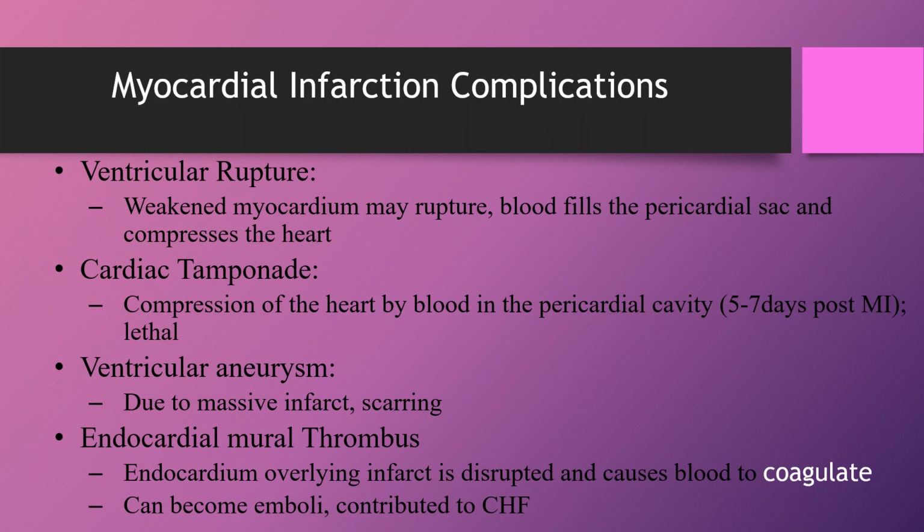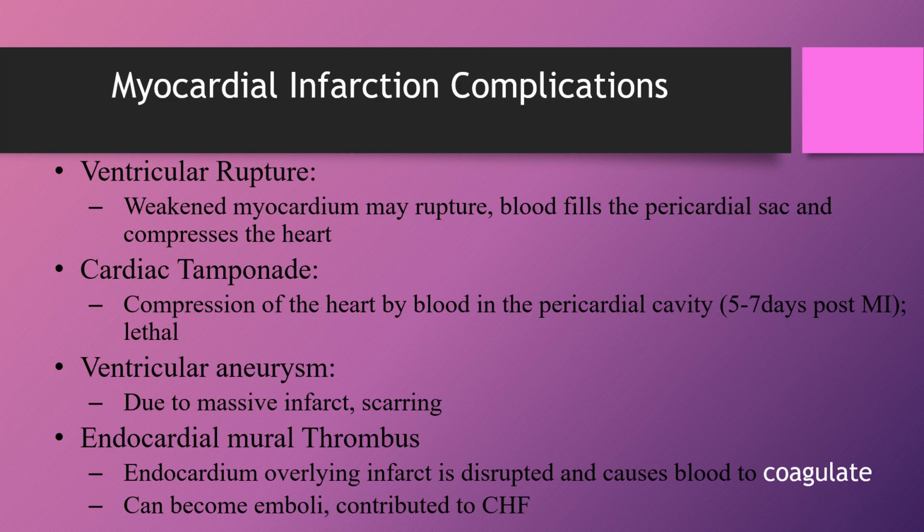There are quite a few complications that can happen with myocardial infarctions. First is ventricular rupture. This is where the weakened myocardium may rupture. Blood will fill the pericardial sac and compress the heart. This is a life-threatening condition. Cardiac tamponade is the compression of the heart by blood in the pericardial cavity. This can occur about 5 to 7 days after the myocardial infarction, and this is usually but not always lethal.